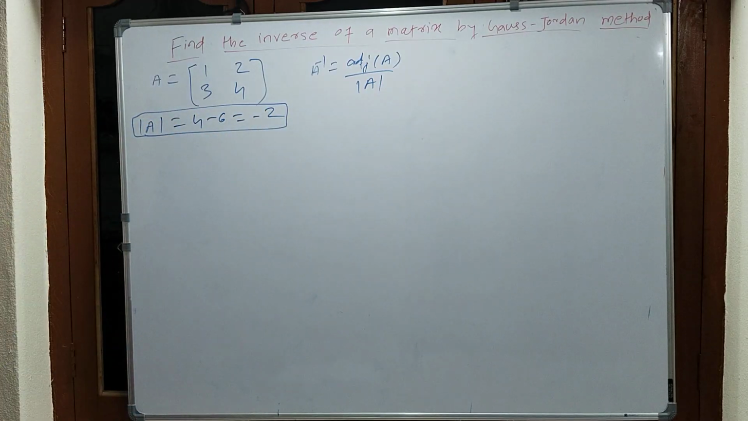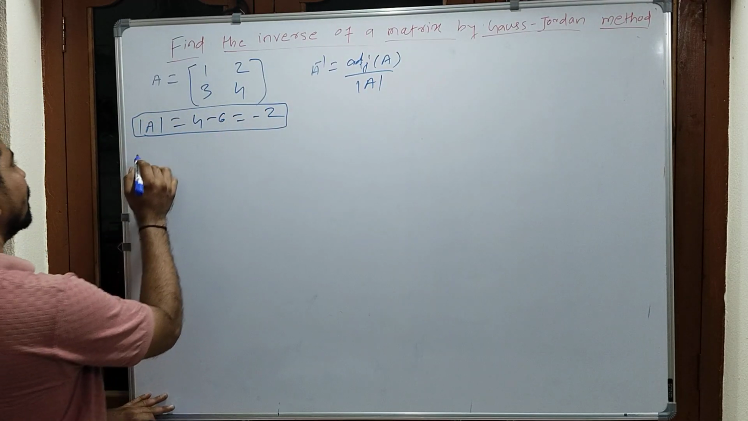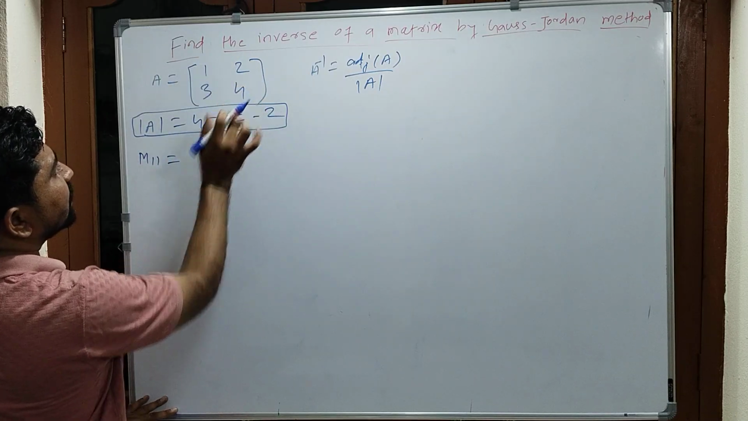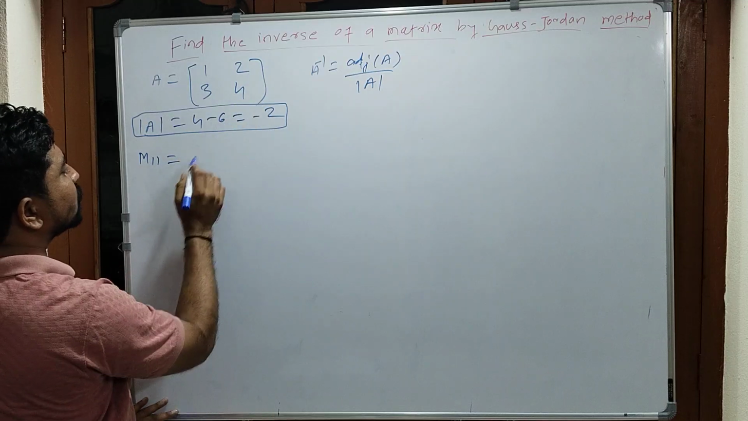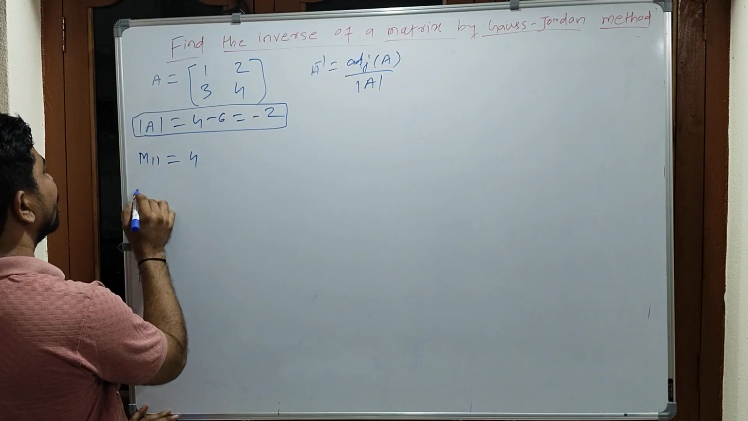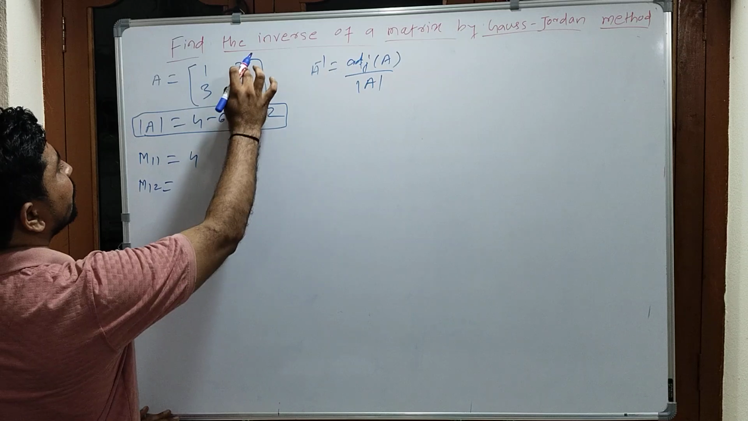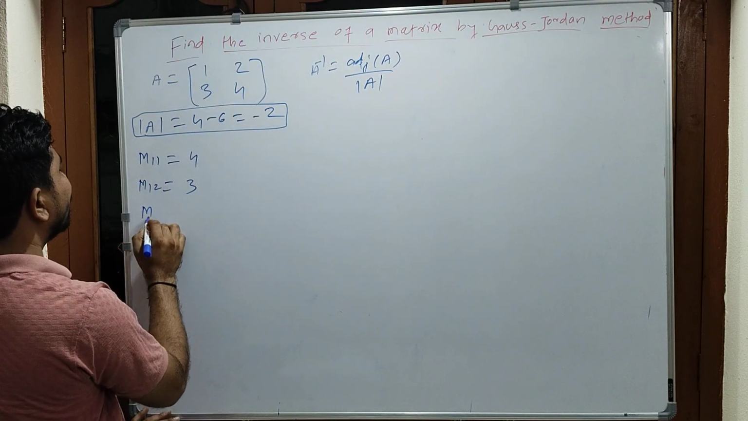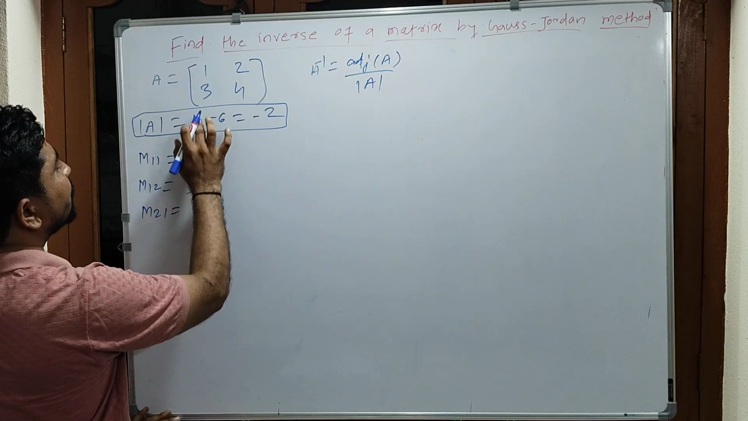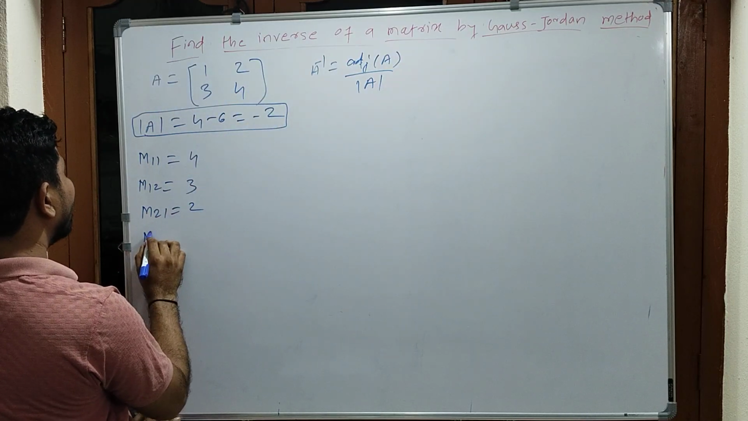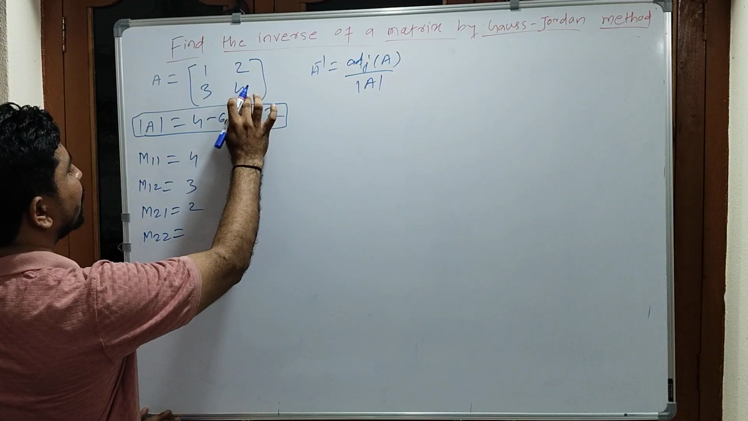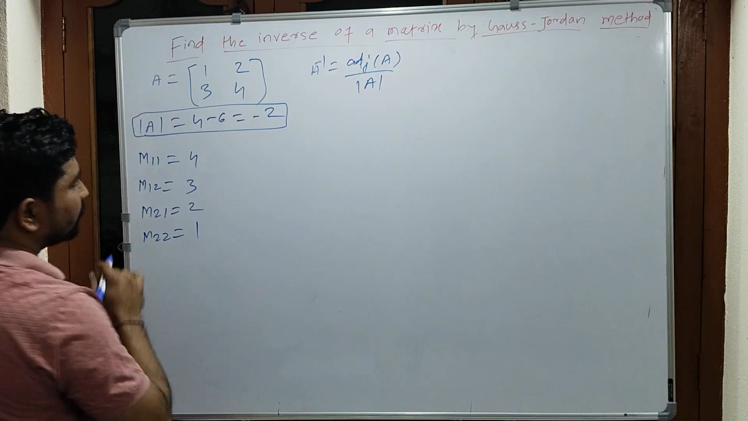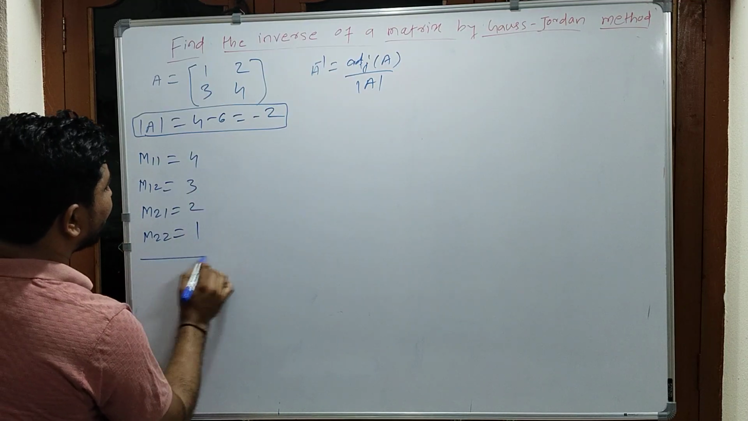Now after that we have to find the minor elements. M11 means hide the first row and first column. So after that take the determinant of the remaining element. Here I have just a 2 cross 2 matrix. 4 is the minor of this. M12 means hide the first row and second column. This is 3. After that M21, so hide the second row and first column. Here 2. After that M22 means I want to find the minor of this, means hide the second row and second column. This is simply 1. So these are the minor elements.